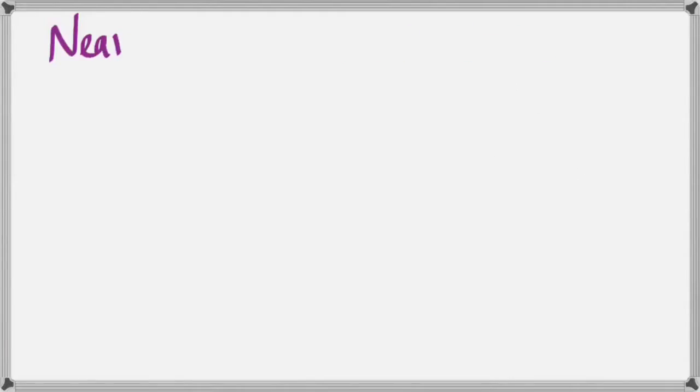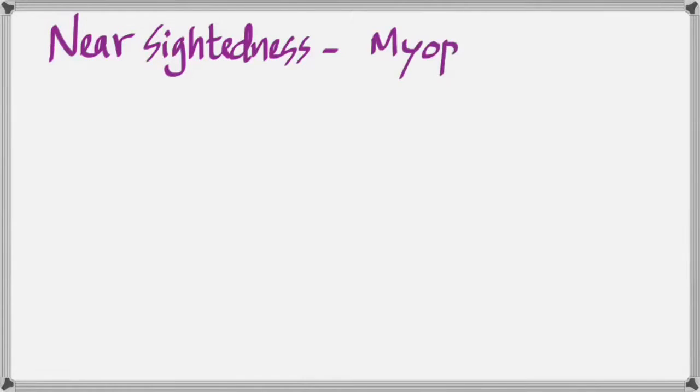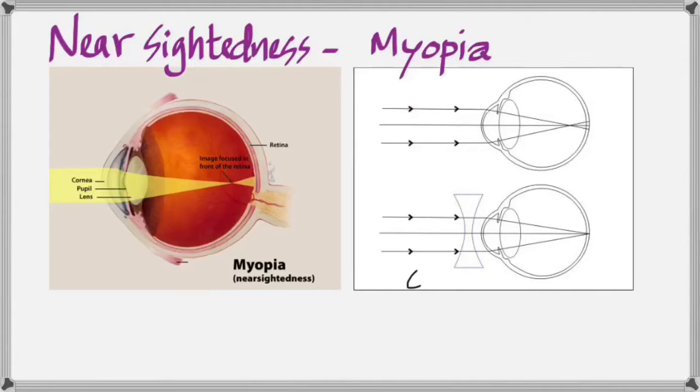All right, let's move on. The first defect is nearsightedness. Nearsightedness is also called short-sightedness or myopia.